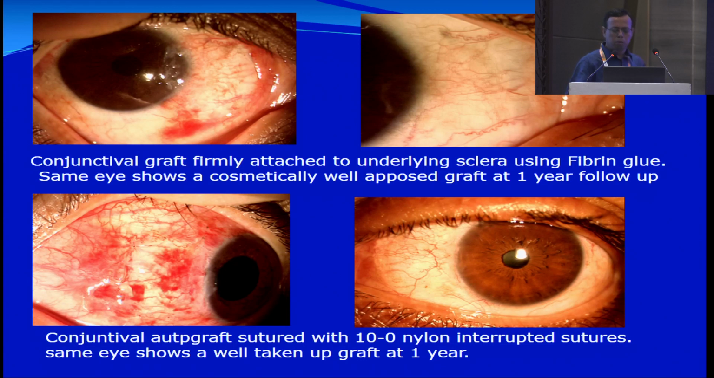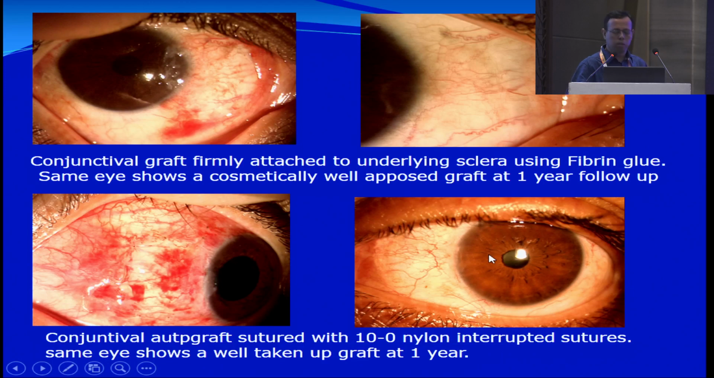So this is just the first photograph. We can see the conjunctival graft, which is firmly attached to the underlying sclera using fibrin glue in this first photograph. And this is the post-op after one year's follow-up. Below this is the fixation with 10-0 nylon suture, and this is the post-op picture at one year.